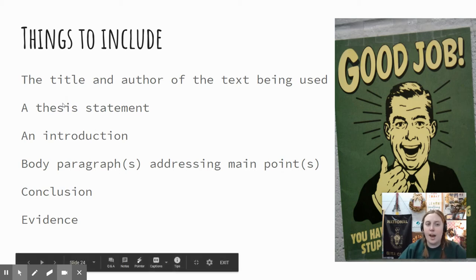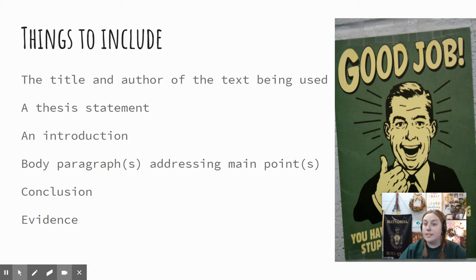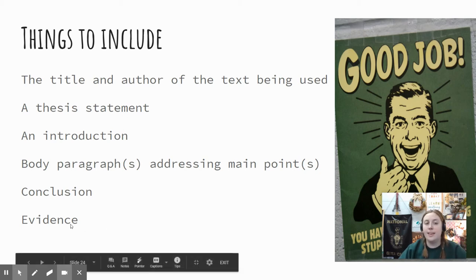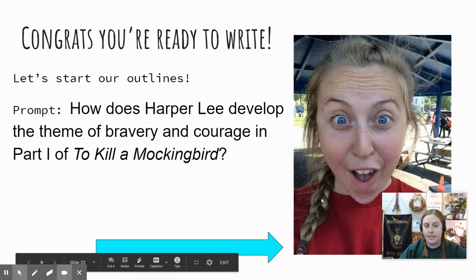Always make sure that you include the title and the author, the text that is being used. That you have a thesis statement. That you have your introduction paragraph, your body paragraphs, your conclusion. Then make sure that within those body paragraphs, you have your evidence.